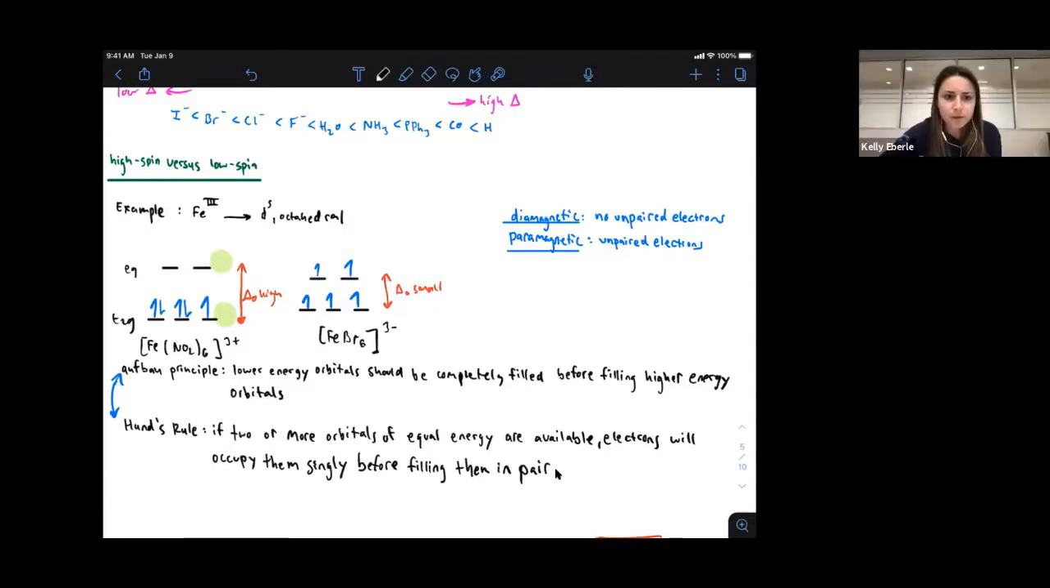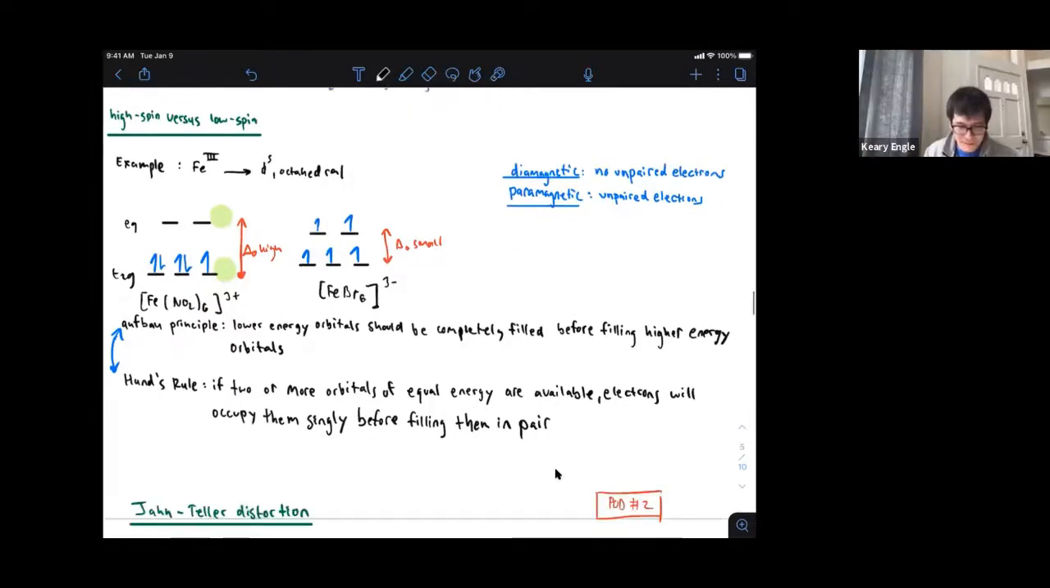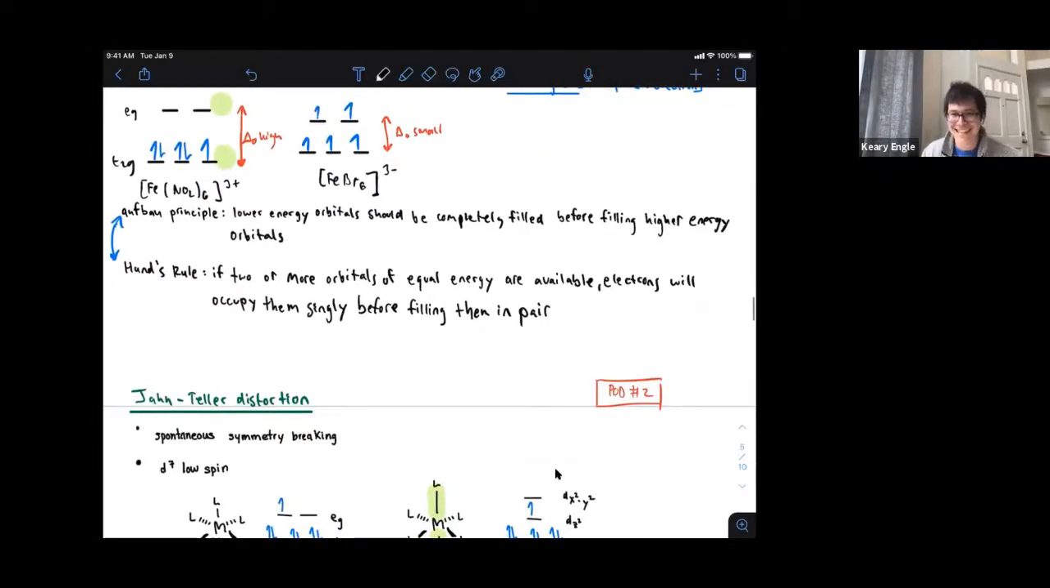Go ahead, Kelly. Sorry, Kelly. Are aqua complexes usually a mix of both high spin and low spin, or are they usually one or the other? That's good. You're foreshadowing our next problem of the day, Kelly. I don't know if you're knowingly doing so. I'm not. That is the next thing that comes up.